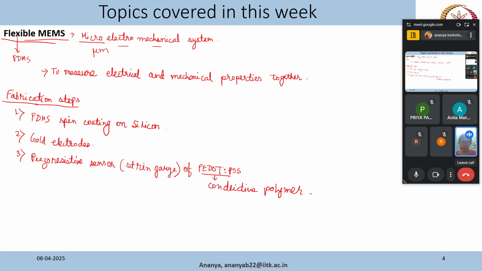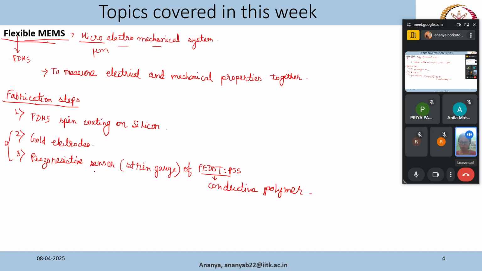And it can be spin coated easily, and we can make the structure. Okay. Next, our piezoresistive sensor fabrication is done. Next we will make the electrodes.